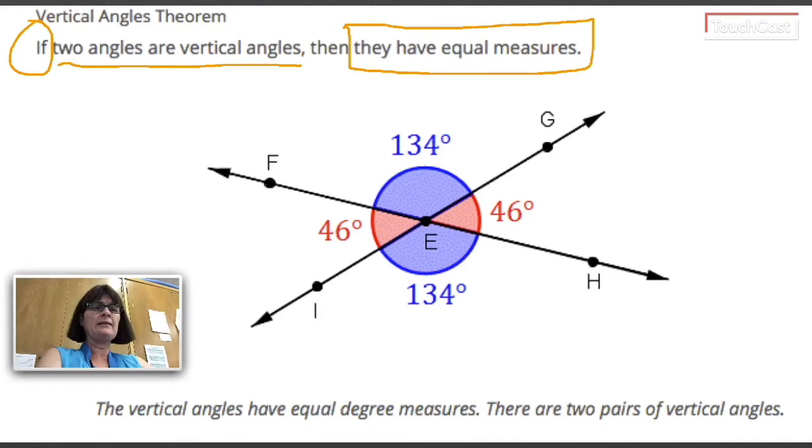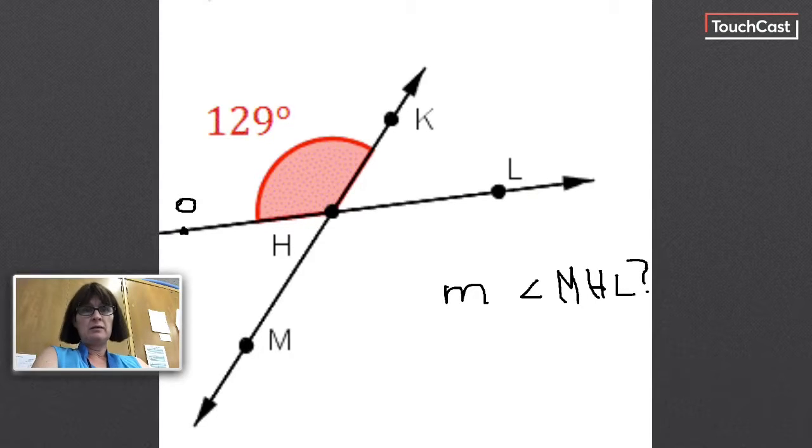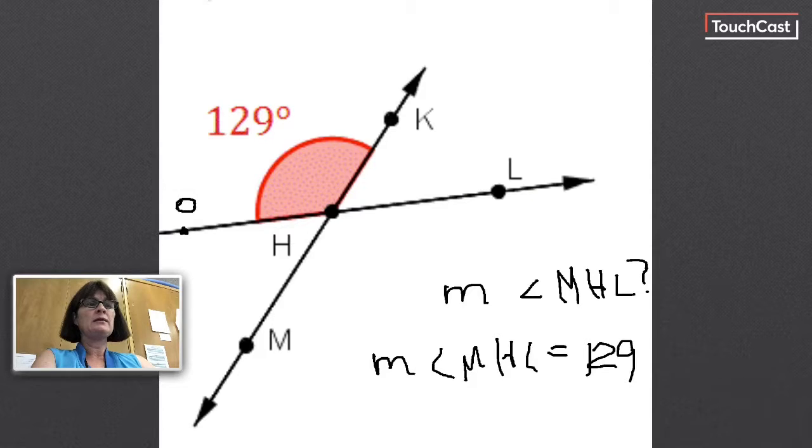So the next day in class, if somebody says to you, what is the measure of angle MHL? Justify your answer. If they just asked you the measure, you'd say, oh, 129, I know it. If they ask you to justify your answer, you're going to use language from that theorem. So you might say that since angle OHK and angle MHL are vertical angles, therefore they must have equal measure, and I conclude that the measure of angle MHL is equal to 129 degrees.